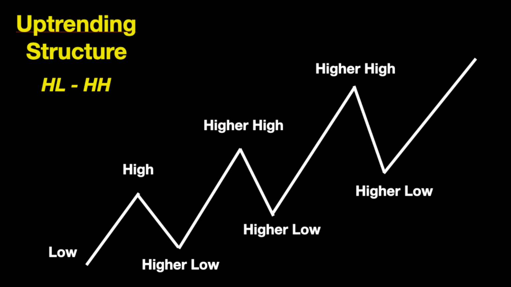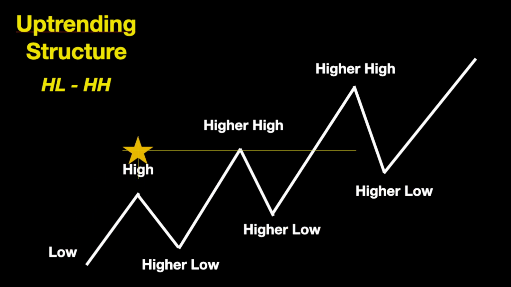So what is structure? I want you to think about structure as a series of highs and lows. For example, let's take this uptrending structure here. We have what's called higher lows and higher highs, as you can see that I illustrated here. In the beginning of an uptrending structure, we're going to have a low, and then the market will go up, set a high, and do its little waves, creating all different types of candles.